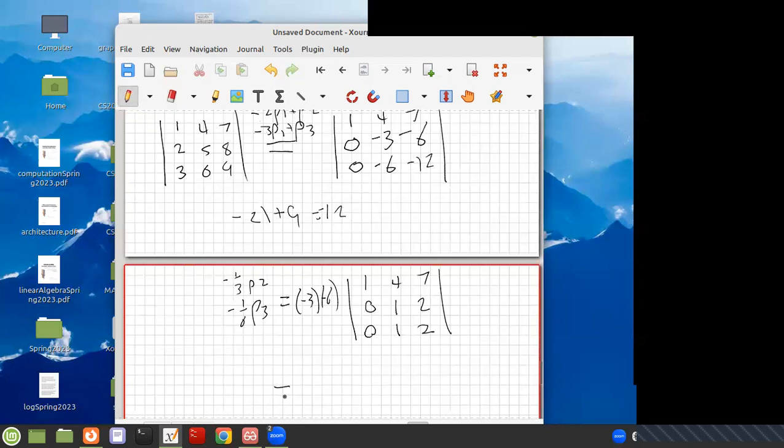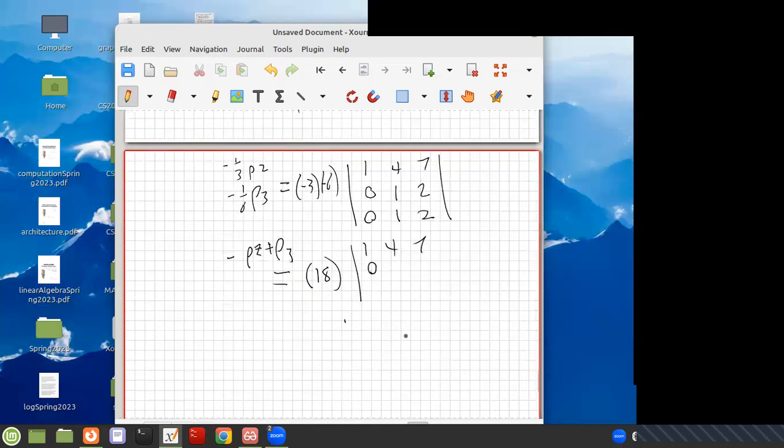What I'll do here is minus row 2 plus row 3, and this is going to be 18 there, times 1, 4, 7, 0, 1, 2, 0, 0, 0. Okay. Right, because I added -2 row 1 plus this.